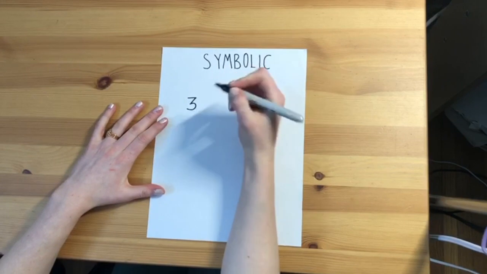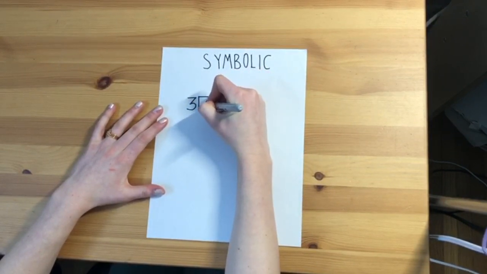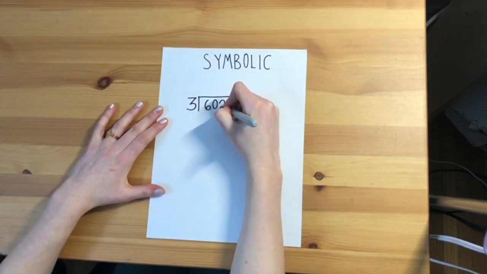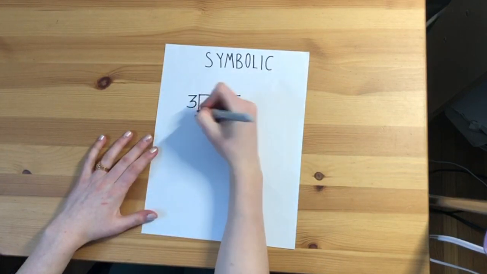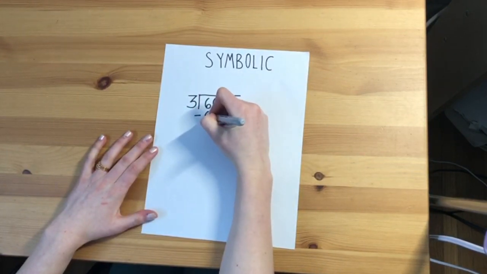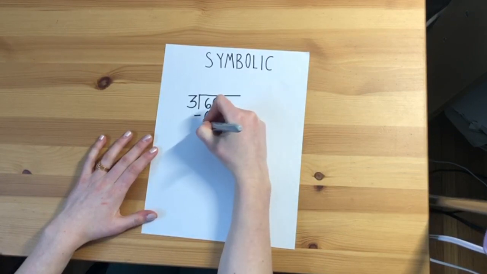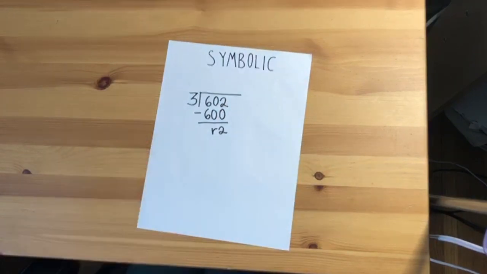To represent the same problem symbolically, we first need to show that we are trying to divide 602 by 3. We will then symbolize the division of the base 10 blocks by subtracting the total amount that we were able to divide into our 3 even groups. The answer should give us our remainder, which is 2.